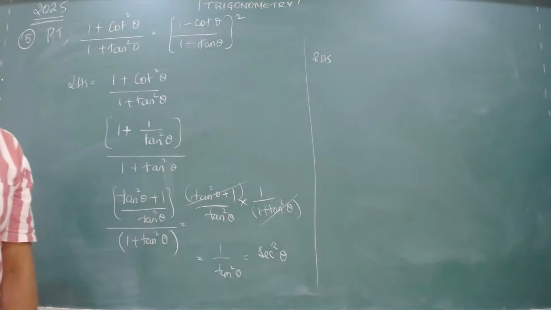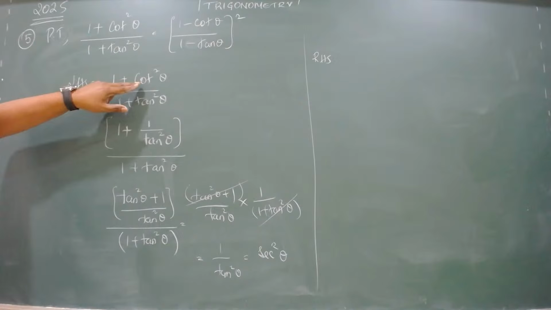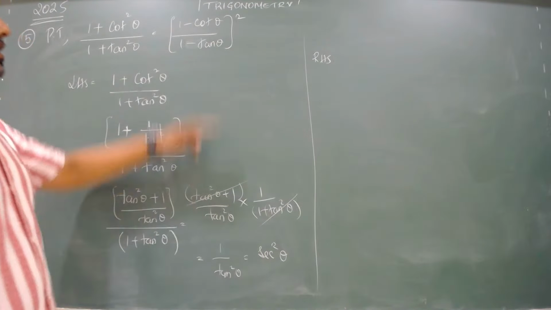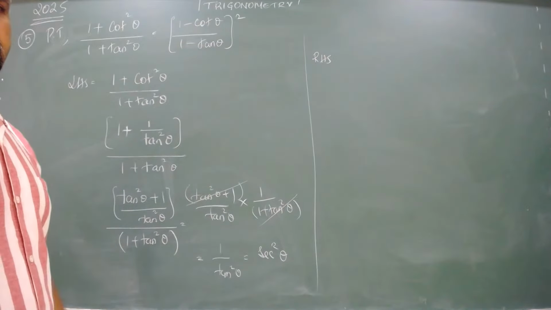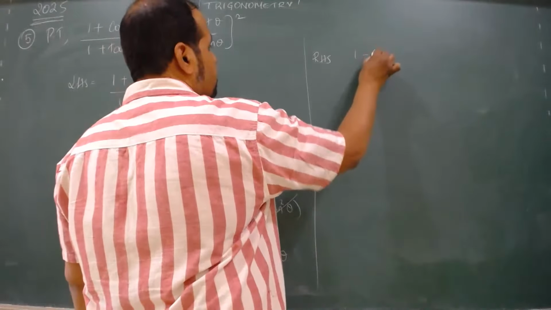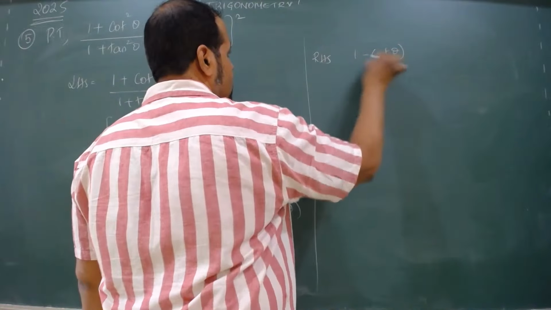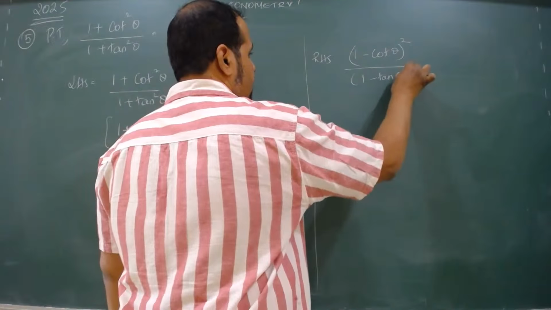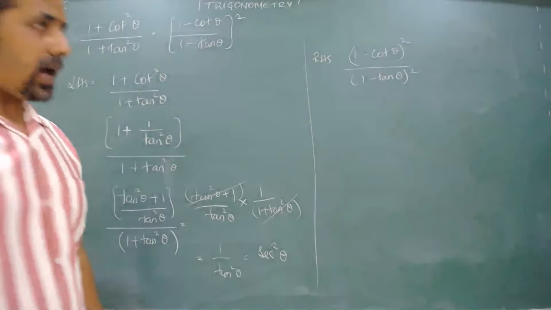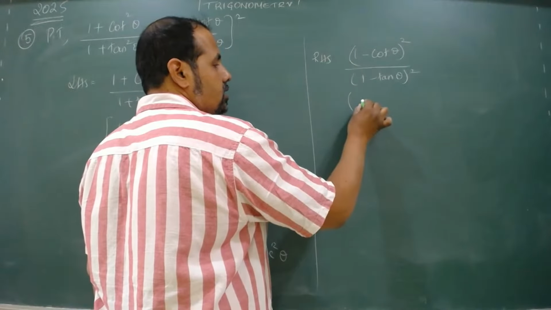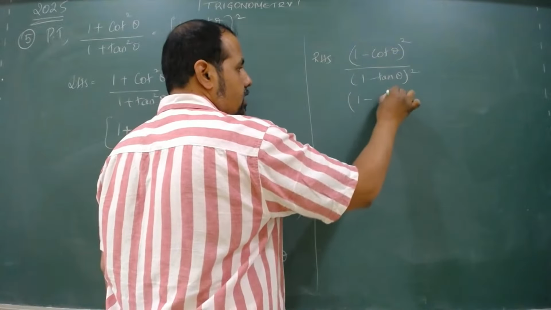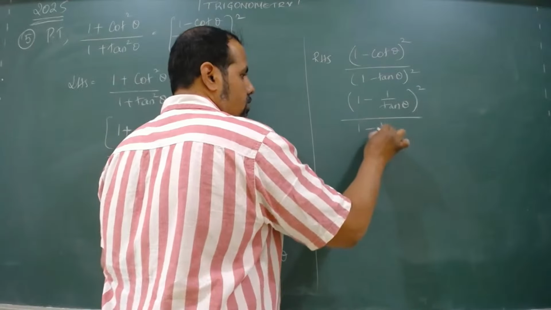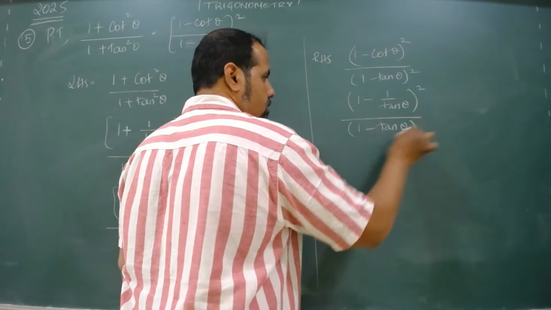Simultaneously, when I take the right hand side, I have converted cot in terms of tan. Same thing to do here. Cot will be rewritten as tan. (1 minus cot theta) individually I will square them, divided by (1 minus tan theta) the whole square. Again here I am going to rewrite 1 minus cot as (1 minus 1 by tan) the whole square, divided by (1 minus tan theta) the whole square.